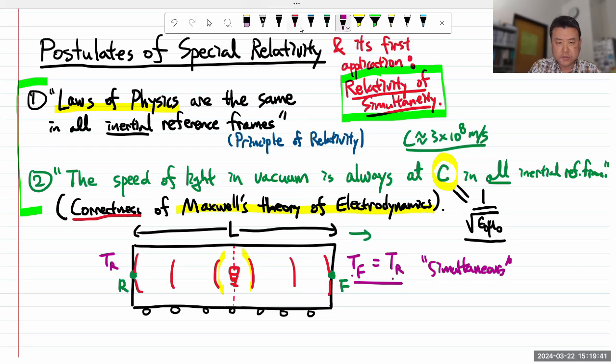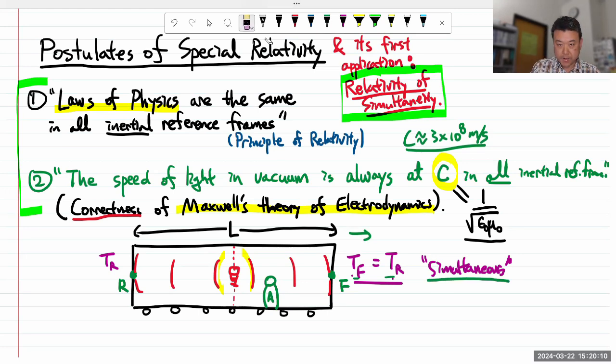And just to keep with the tradition, we can say that Alice is riding in this train. So Alice is the one who oversees all these experiments and makes sure the TF is equal to TR. I inspected all the equipment. There's nothing broken, nothing misbehaving. And Alice signs off her name to the fact that, yes, these two are simultaneous.